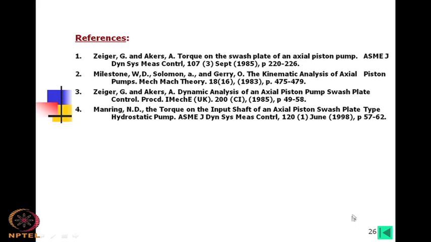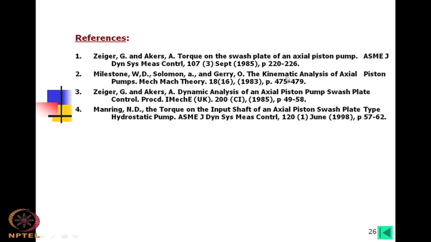So these are the references. I suggest that you should read this paper 1, particularly 1 and then 4. But if you would like to know the details about the dynamics, you should also follow these two papers.